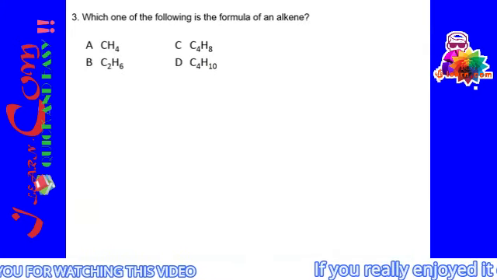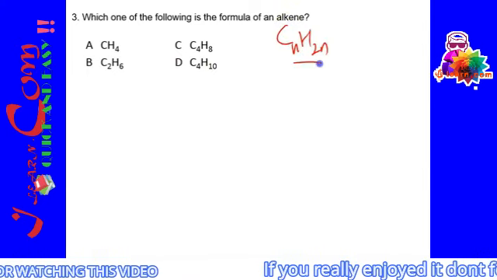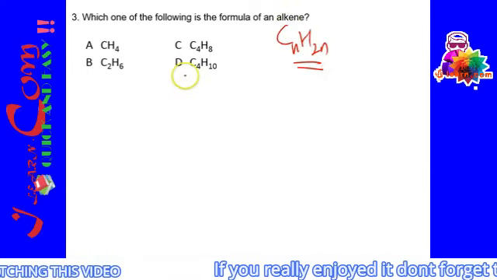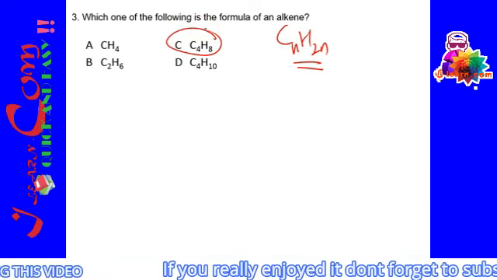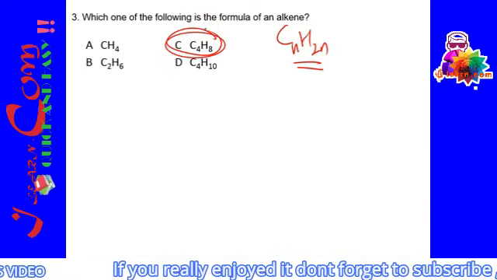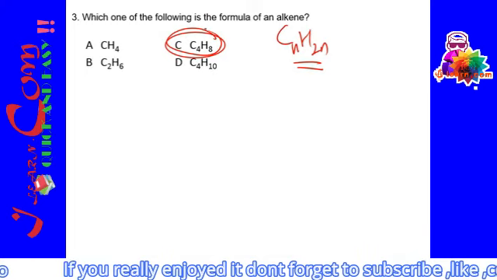Which one of the following is the formula of an alkene? CnH2n is the general formula. If we look around, we only have one, and that is compound number C, C4H8.